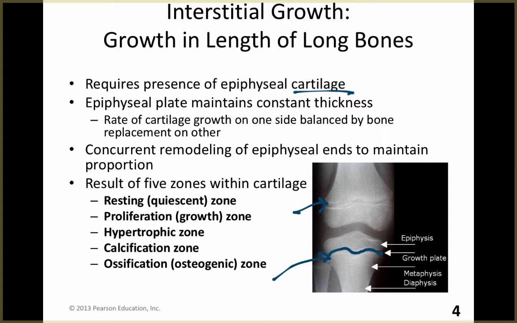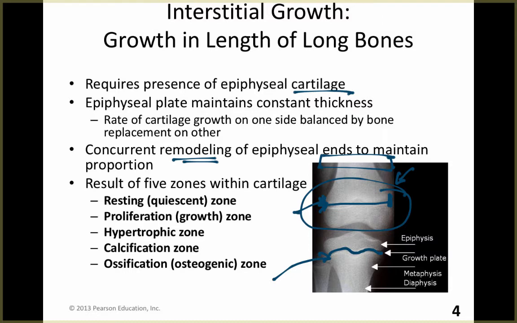Now, at the same time we're getting that growth, there's this concurrent remodeling that's happening at the epiphyseal end. So think about how thick this is and then how thin this part is. So there has to be remodeling here as we grow so that this end doesn't stay this thick. So basically you're getting remodeling happening at the same time.